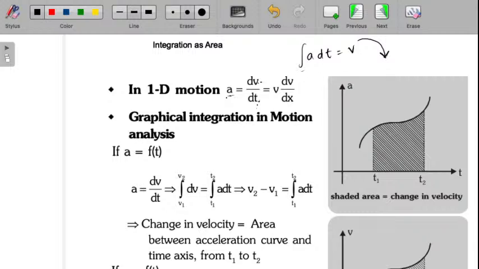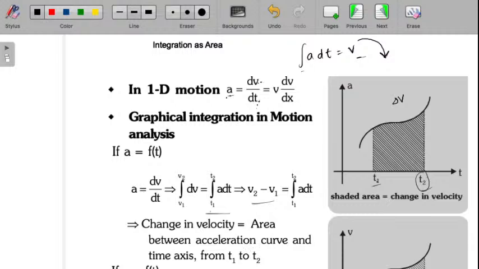So integral a dt is v, which also refers to the area under a versus t. From t1 to t2, if I want to find the value of velocity at t2, the change in velocity from t1 to t2 is obtained by computing the area of a versus t. So the shaded region here represents the value of delta v from t1 to t2. Therefore integral a dt from t1 to t2 is nothing but v2 minus v1.